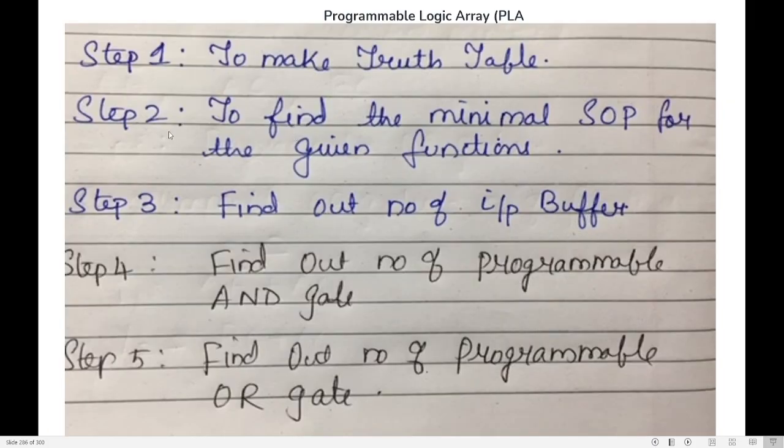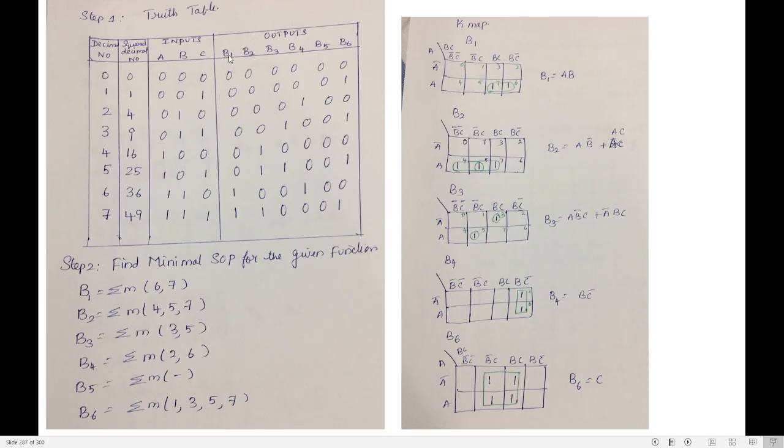What is the second step? Find the minimal SOP for the given function. So how many output functions are there? 1, 2, 3, 4, 5, 6. That is B1, B2, B3, B4, B5, B6. For B1 to B6, I need to find the minimal SOP.